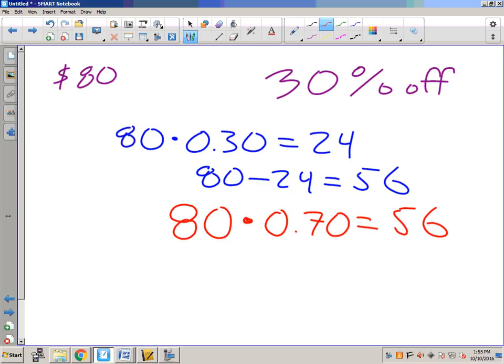It's a lot easier mentally to just do one operation, 80 times 0.7, to come up with the final price, than to have to do 2 different operations. 80 times 0.3 is 24. Now you've got to hold that in your head and somehow subtract that from 80, and that can get confusing sometimes. So the idea is, if you're ever increasing or decreasing by a percentage, and when would you do this? If you're decreasing something for a sale price, that's one time you would do it. What about tax?